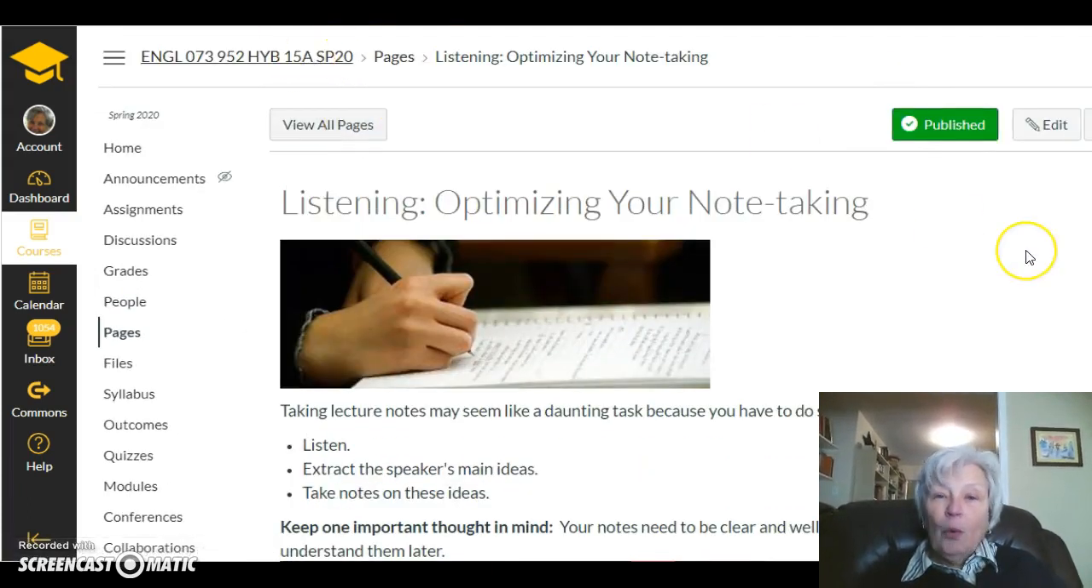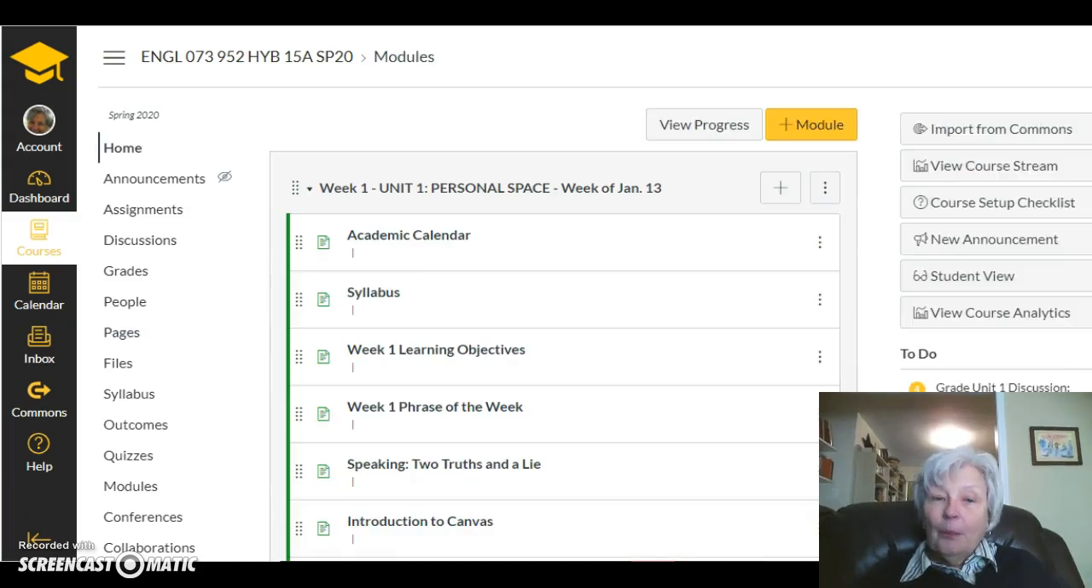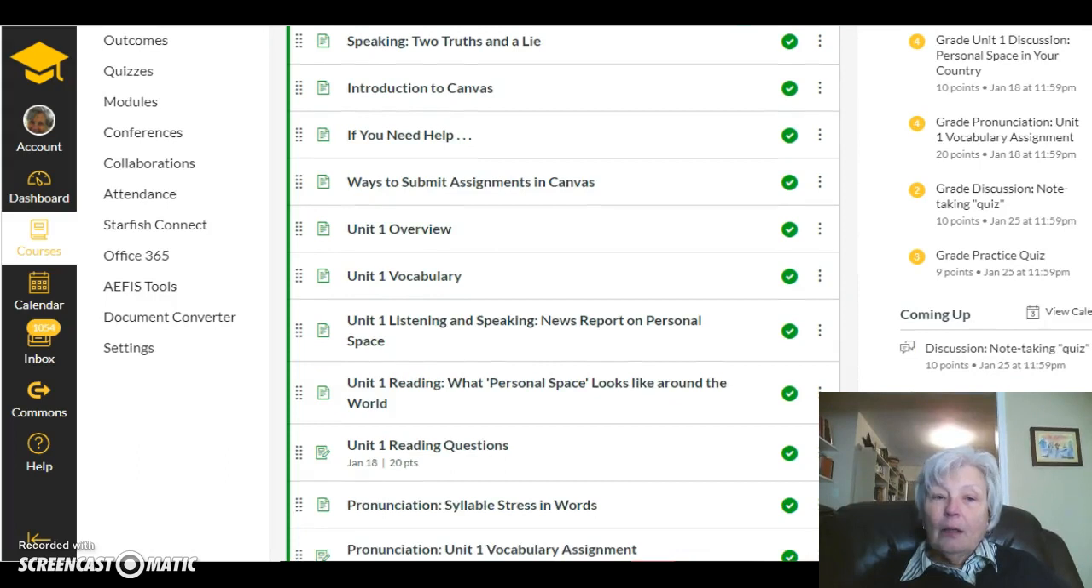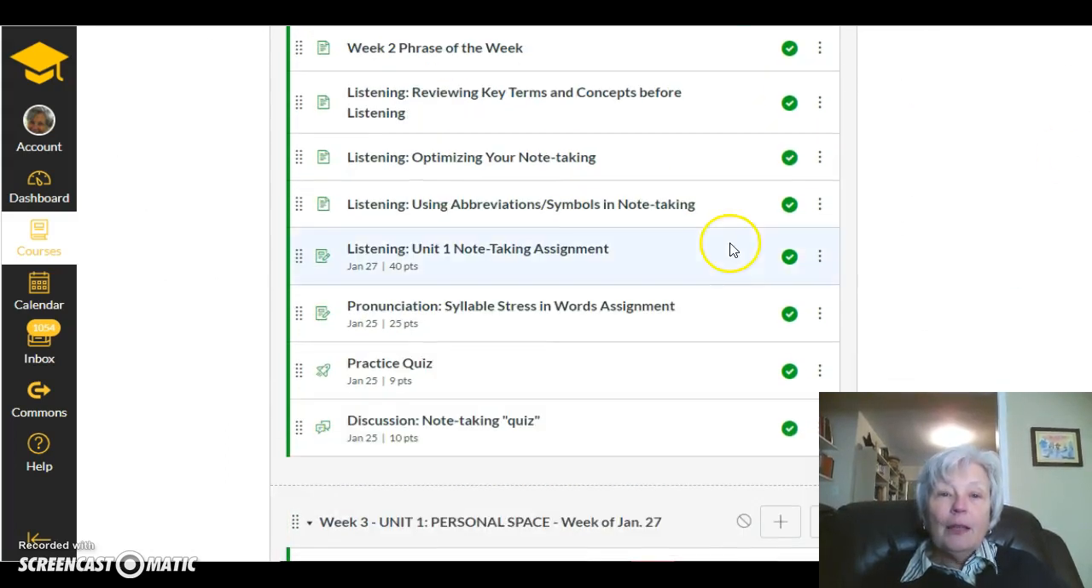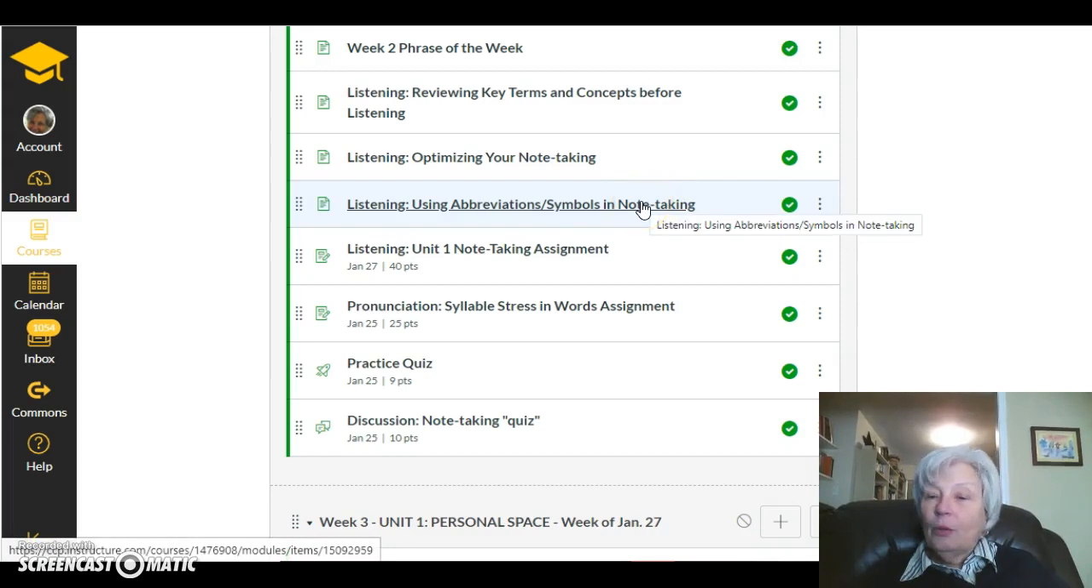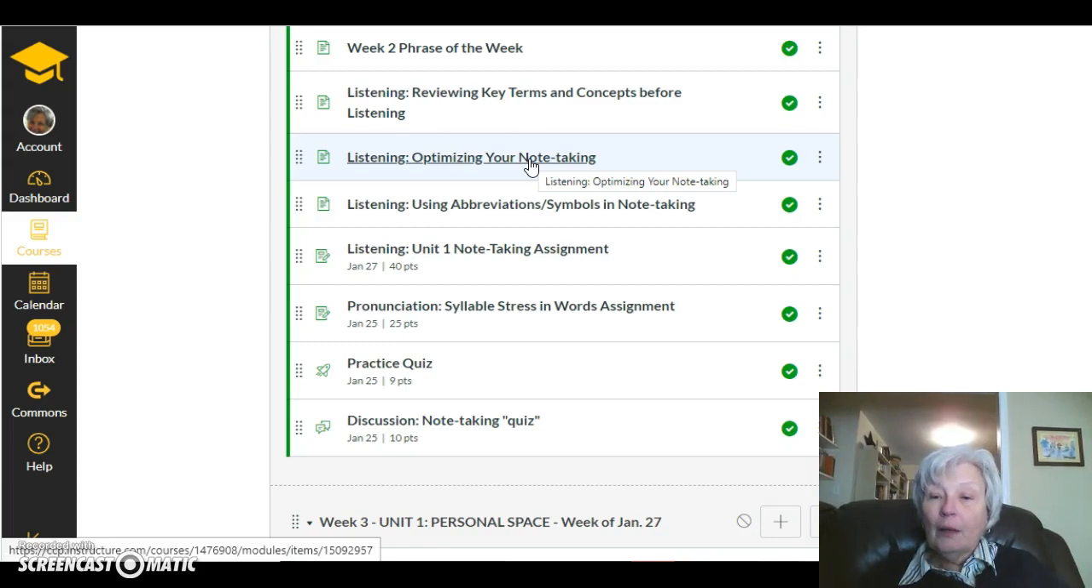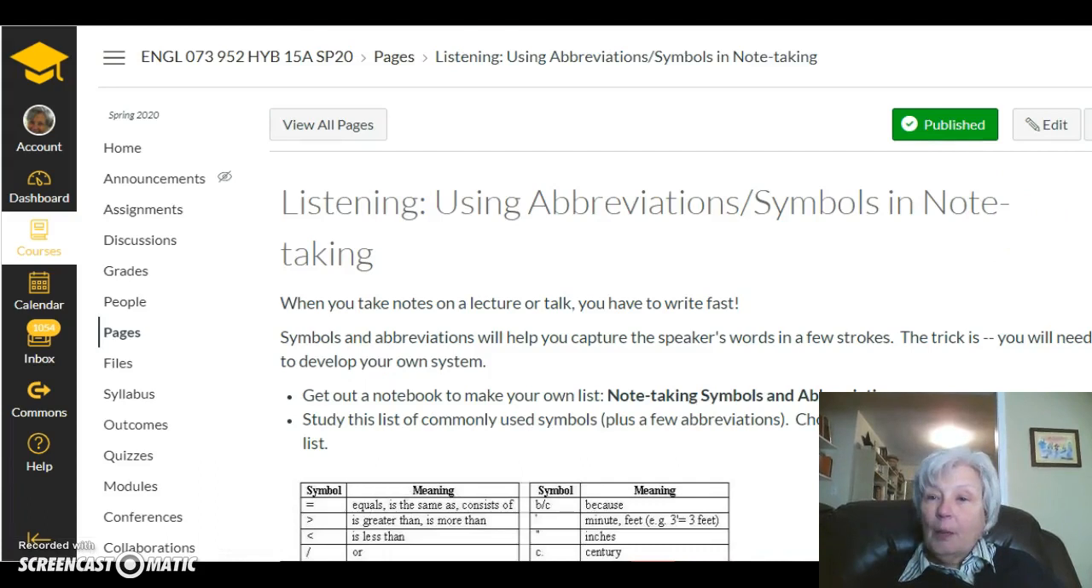The next page I want you to look at are actually a couple of pages about using abbreviations and symbols when you take notes. So again, the gentleman who gives you the video in this page, Optimizing Your Note-Taking, is going to tell you, don't write complete sentences. You do not want to write down every word the speaker says. Instead, you're going to take notes. And furthermore, when you take notes, use abbreviations. Okay? So we're going to start by looking at some abbreviations.